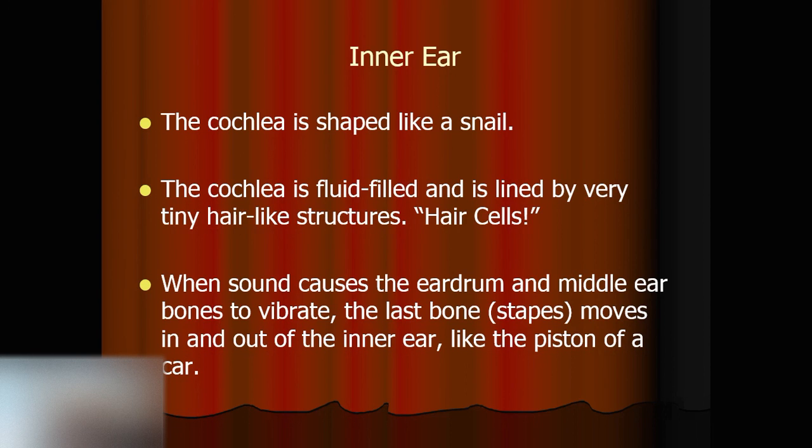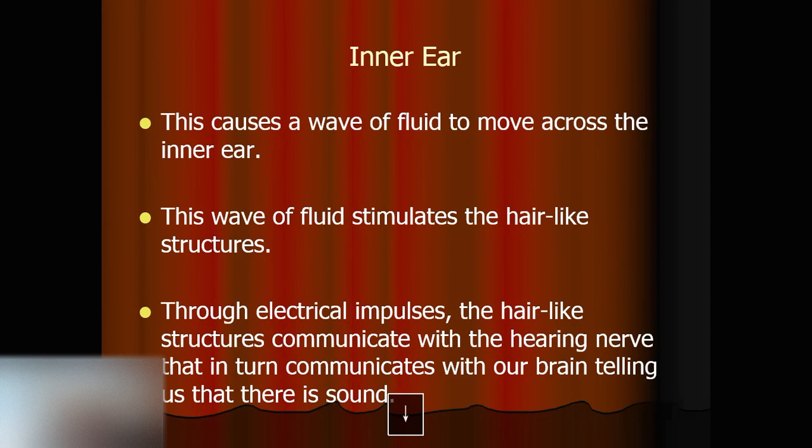So further looking at the cochlea, we can tell that the cochlea is lined by very tiny hair-like structures. We call them hair cells. When the sound comes to the eardrum through the middle ear, and through the middle ear's three tiny bones, eventually the vibration of the last bone, the stapes, moves inside and outside of the inner ear like a piston of a car. Then that causes, as I mentioned, a wave of fluid to move across the inner ear, and the wave stimulates the hair cells. Then the hair cell structure can generate electric pulses to activate the hearing nerve.